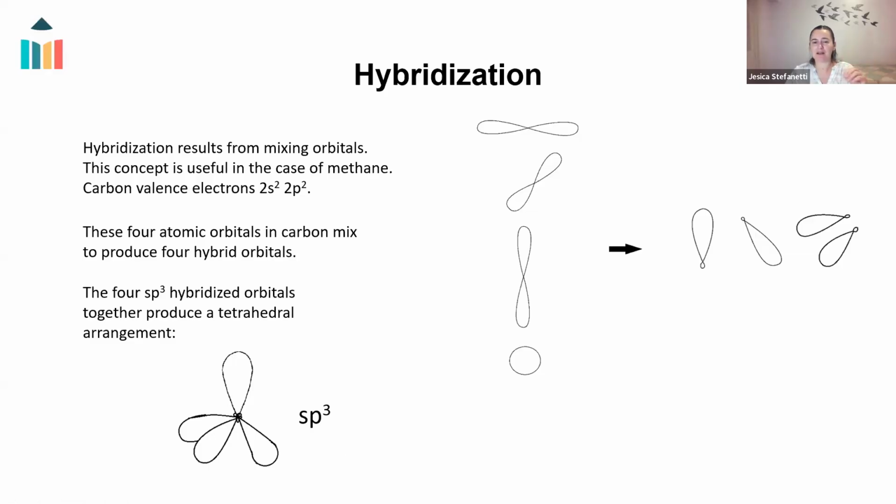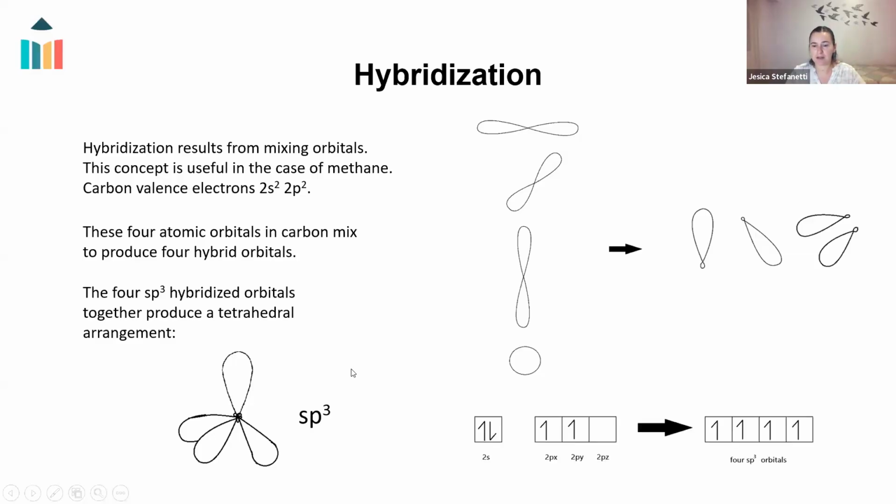Hybridization can sometimes occur not just because the s orbital will mix with 3 p orbitals. We might have the s with 2 or the s with 1 p orbital. Everything depends. So different types of hybridization might be produced. But the whole thing is when we have this mixture, atomic orbitals will produce hybrid orbitals, and the hybrid orbitals will have the same energy.